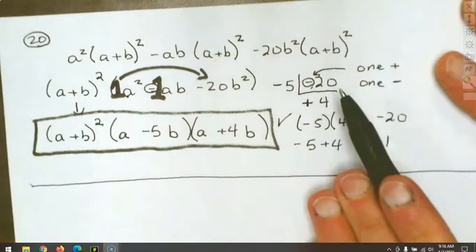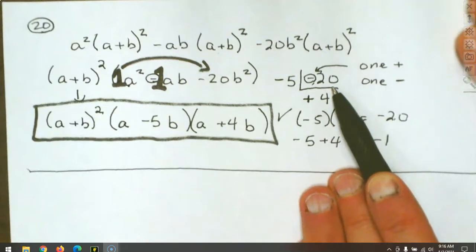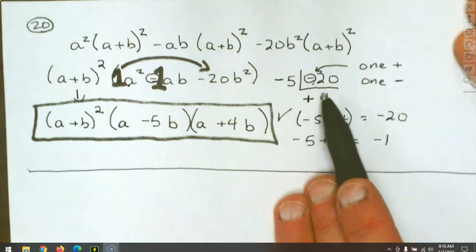A lot of times the hardest part is trying to find the two numbers. Once you found the two numbers, then it's really not that difficult. That's where the problem lies, is trying to find these.